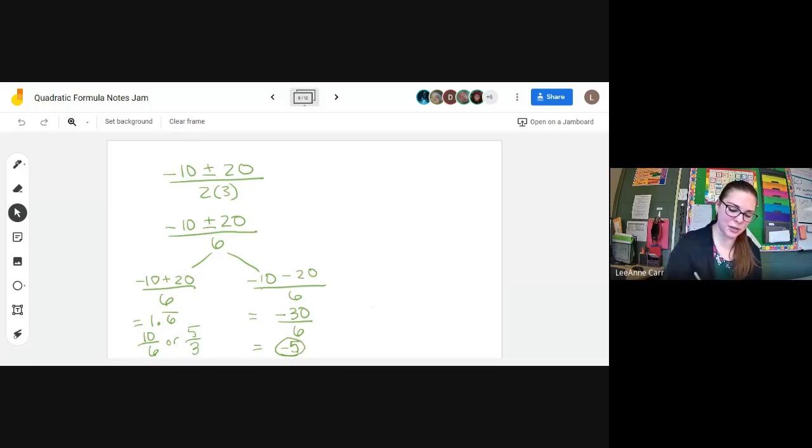So I have my 2 answers, and remember, we're going to write these with our little squiggly parentheses, and I'm going to put my smaller one first, so my -5 goes first, and then I'm going to put that fraction in here just because I'm a fraction girl at heart, but that 1.6, you could also write that in those parentheses. Perfect. All right, I'm going to pause. What questions do we have?